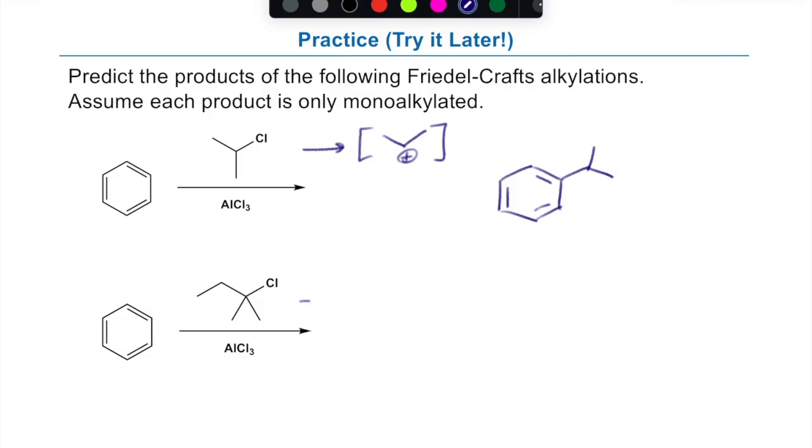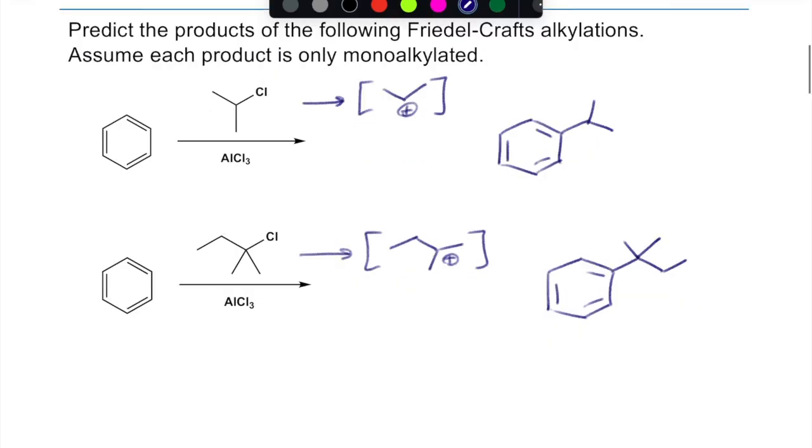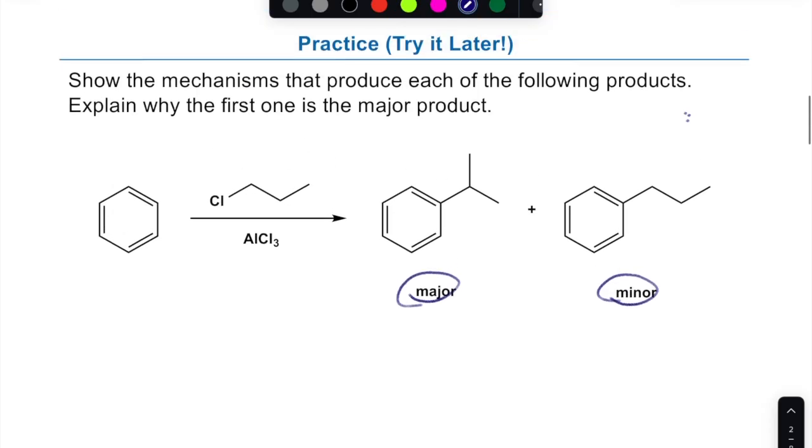And then this one, the active electrophile, is going to be a tertiary carbocation, so that's pretty stable. And the final product, again, after reaction with the benzene ring and re-aromatization, is this product. And you should be pretty familiar with this mechanism and the generation of these electrophiles because we went over it a couple times in class.